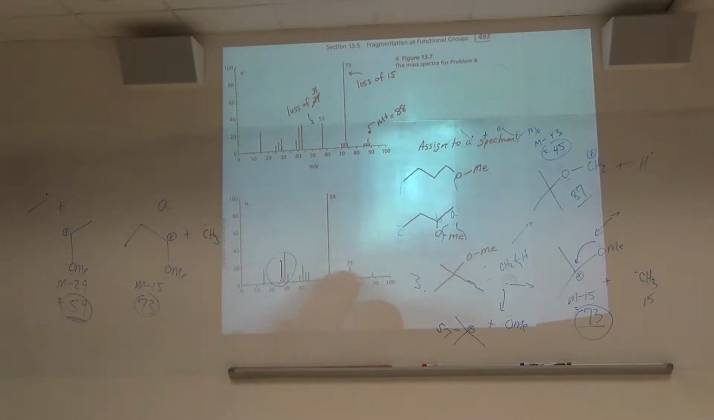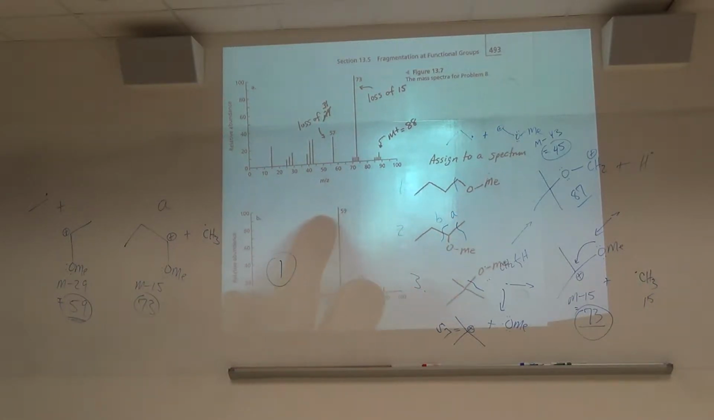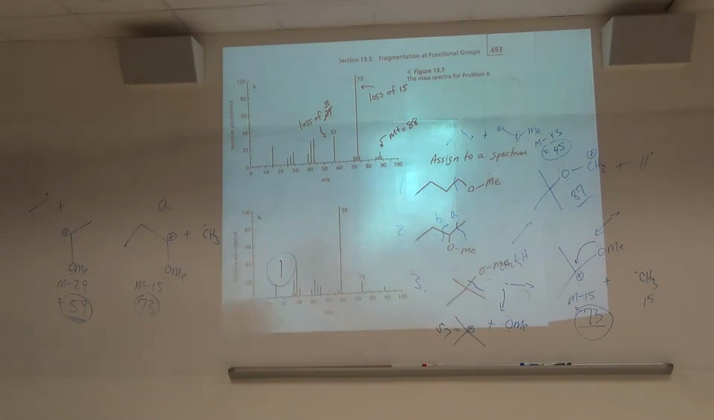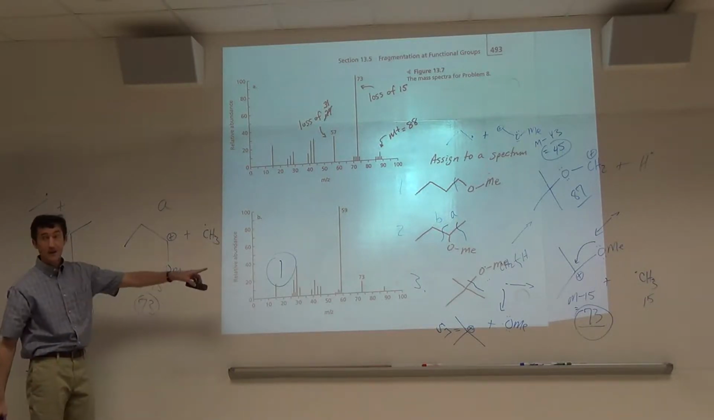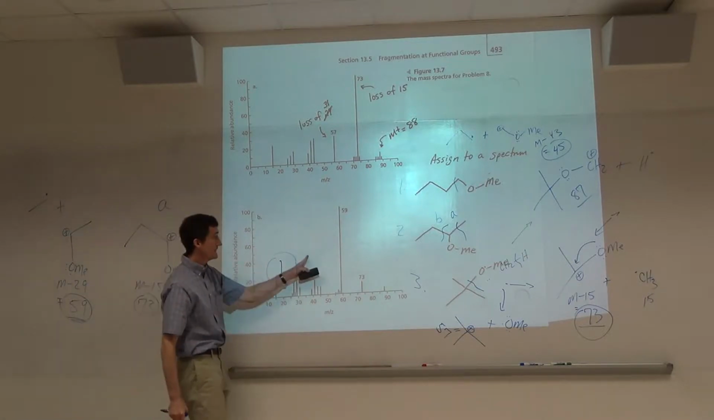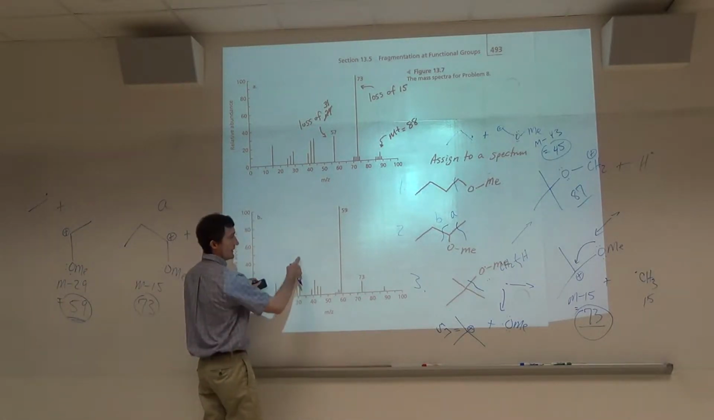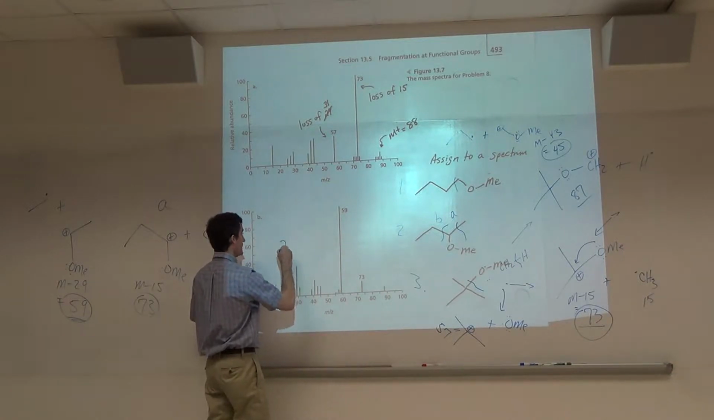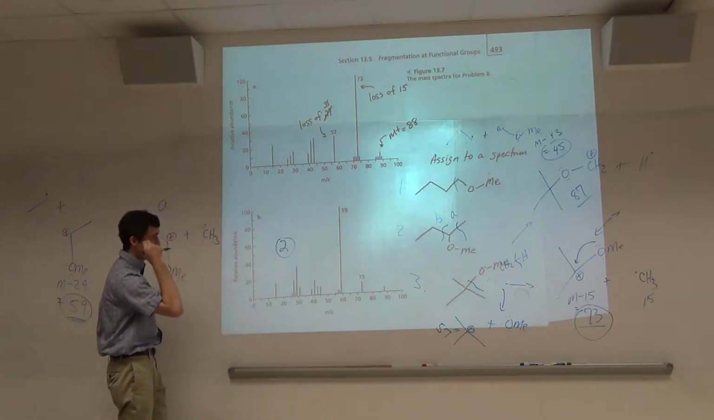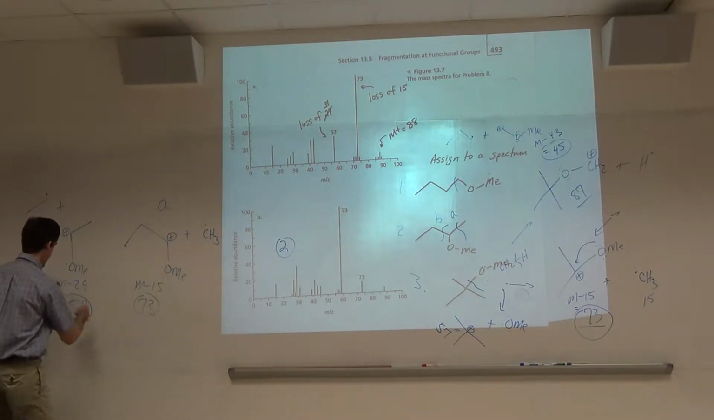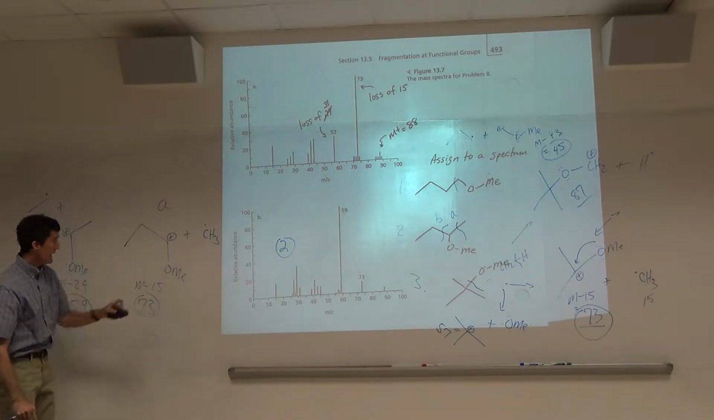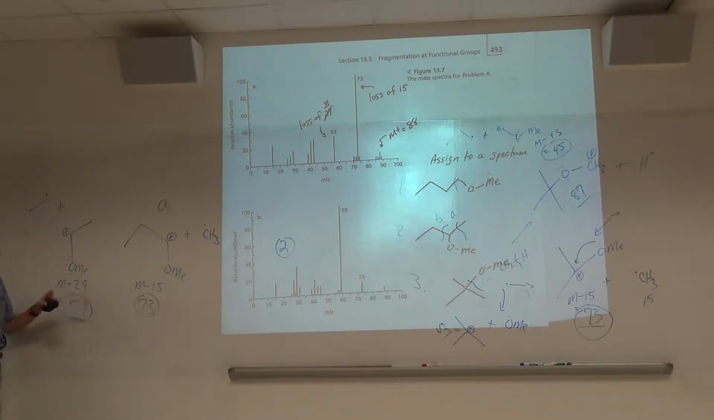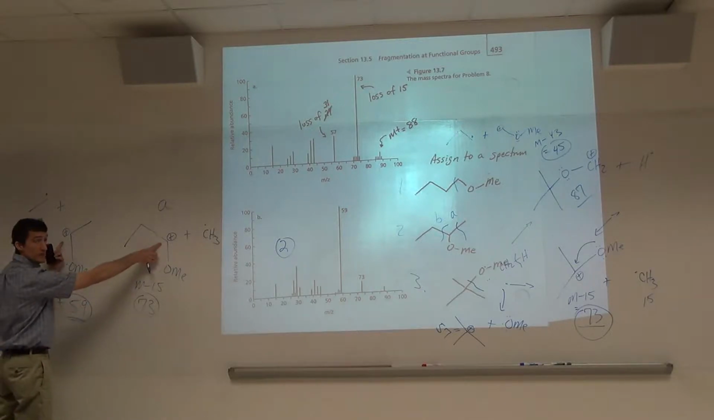Both of them have 73, but the difference is this one has 73 and 59, that's 73 and something else. Which one is this? This is compound 2, with 59 being an expected alpha cleavage, 73 also there. Why is 59 a better cleavage than 73? They're both resonance stabilized cations.